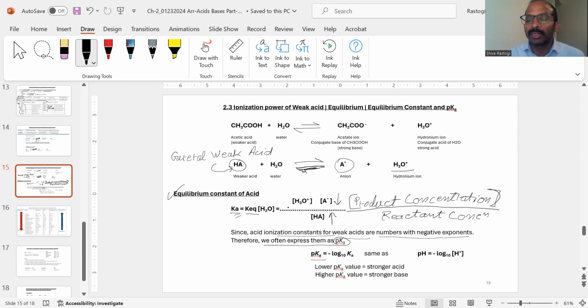This is exactly similar to the pH calculation. If you know the hydrogen ion concentration and take the negative log base 10, you will get the pH value. So this pKa value shows that if the pKa value is very low, it represents a strong acid. And if the pKa value is very high, then it represents a strong base.